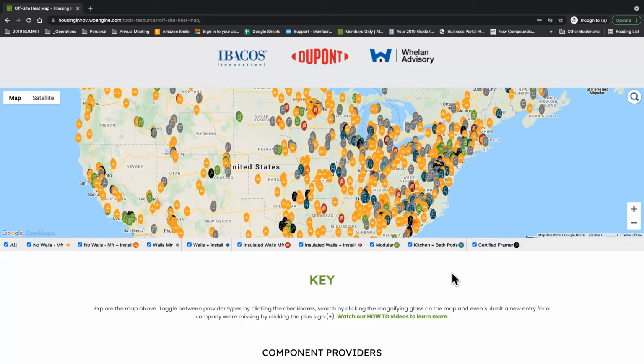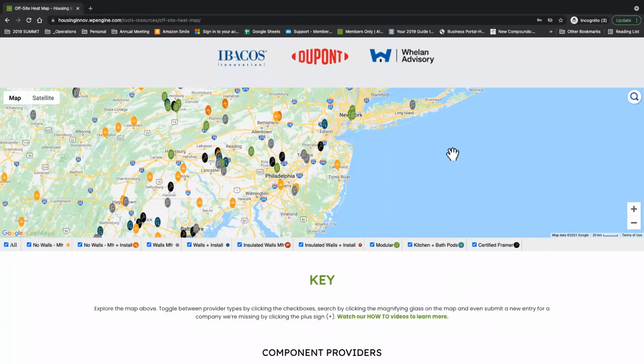First, let's look at, say you're a builder trying to find an offsite solution provider. So let's look at the Philadelphia market, for example. Say you're a builder in Philadelphia and you're already using some roof trusses and wall components, maybe kits of parts, but you want to get into wall panels. You're not quite ready for modular systems yet. So we'll unclick the no walls, manufacturing or manufacturing and install, and we'll unclick the modular because those really aren't areas of interest for you for now.